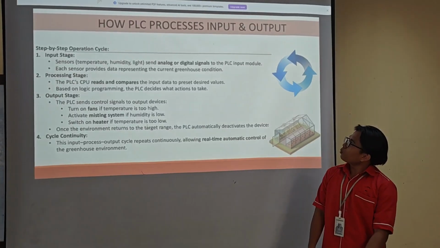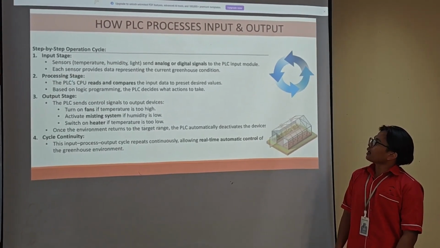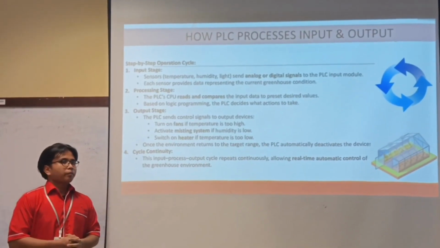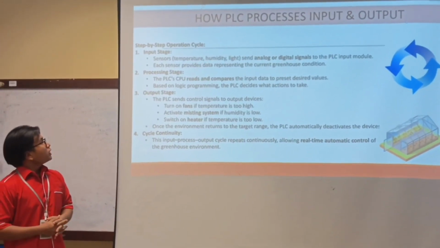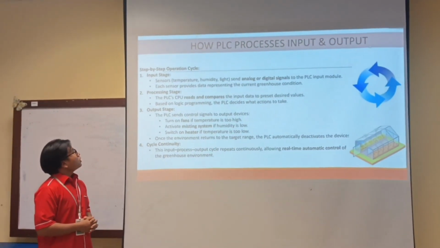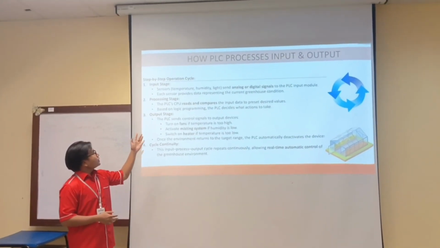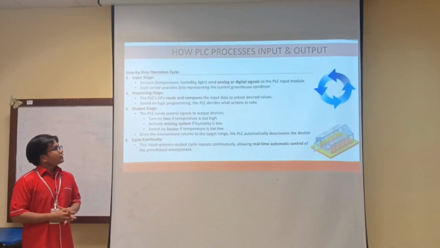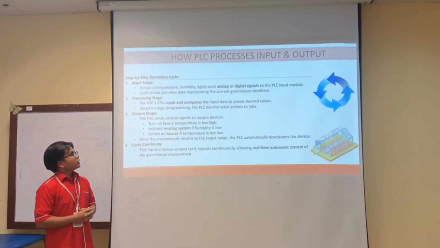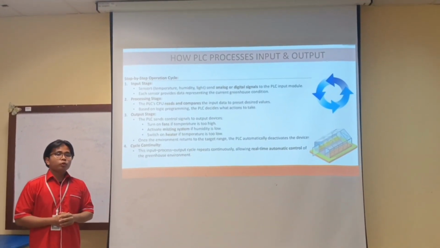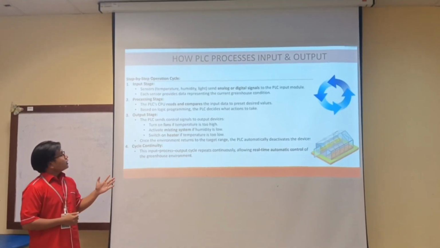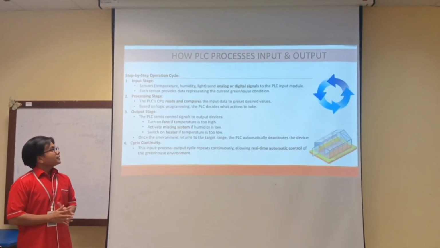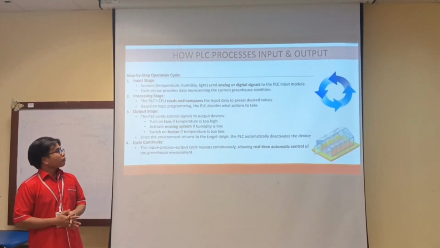Next topic is how PLC processes input and output, the step-by-step operation cycle. The first one is the input stage. Sensors like temperature, humidity or light send analog or digital signals to the PLC input module. Each sensor provides data representing a certain greenhouse condition.